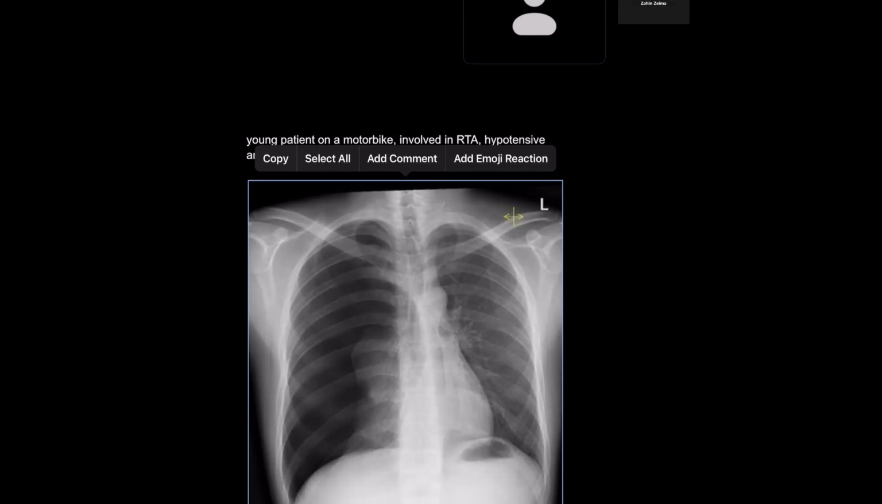Okay. So consider this patient is in shock. Why is CT not a good option of investigation for this patient?